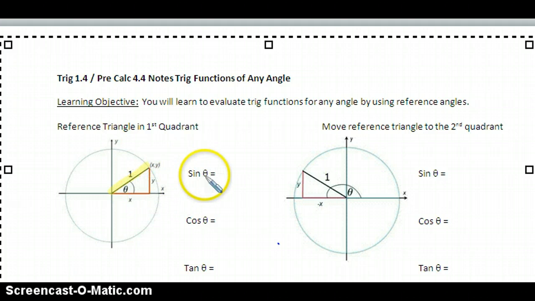So if I asked you to find the sine of this angle theta inside of our triangle here, you would use the idea that this is a right triangle, and you would use SOHCAHTOA, opposite over hypotenuse. Opposite side being y, hypotenuse being 1. So what we can really say here is that the sine of theta is equal to just y.